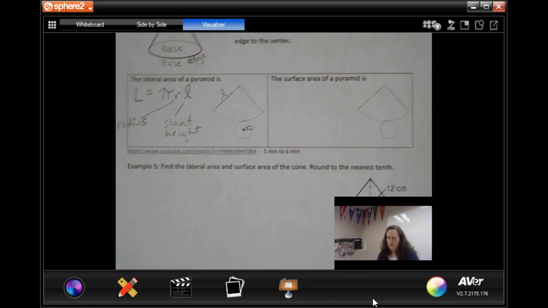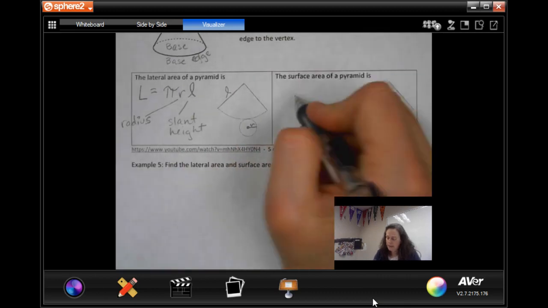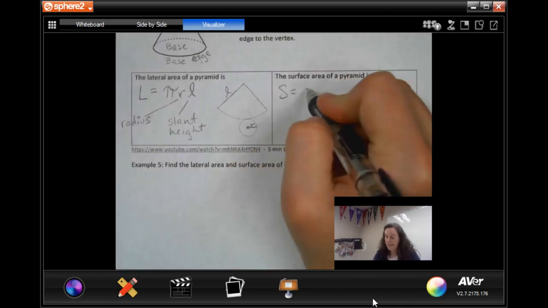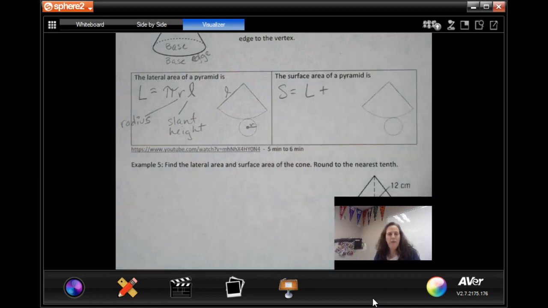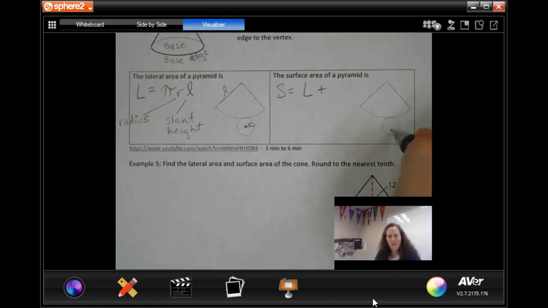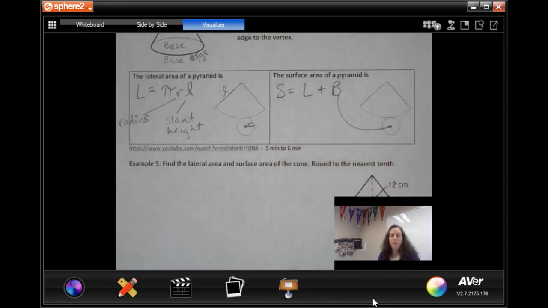Okay. So this is how you find the lateral area. The surface area, then, you take that lateral area, and what do you think we need to add? What have we not put in there? The base again. Yep. So it's really similar to the pyramid on the front. Find the lateral area, find the base, put the two together.